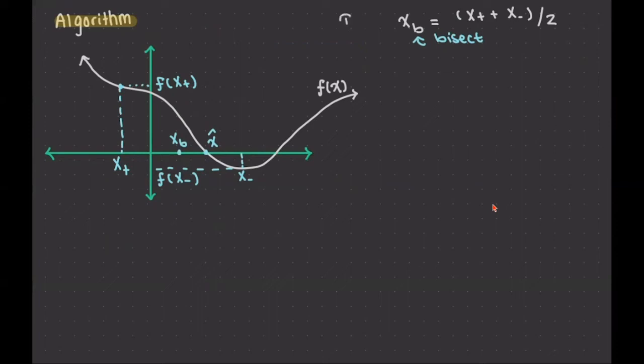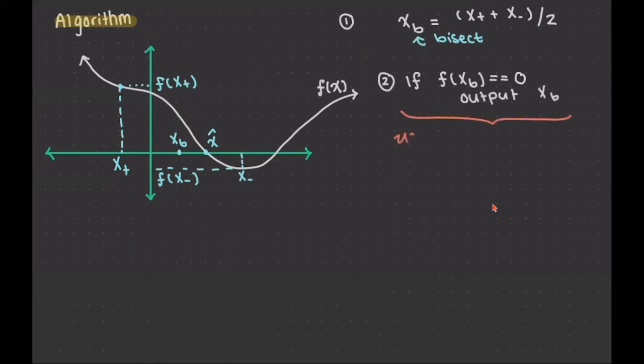So here's our first step. And then the second step is we have a number of if statements. Keep in mind what we're trying to do is we want xb to be a 0 of our function. So if f of xb is equal to 0, we want to output xb. Now, why do we normally not care so much about this step? I'll say usually skip writing this in the code.